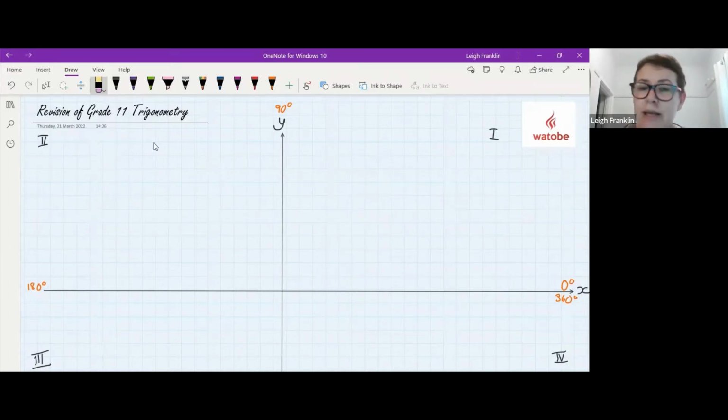All right, now the other thing that is super, super important for us to remember in trigonometry is the signs of x and y in each quadrant, right? So in quadrant number 1, can anybody tell me what is the sign of x and y in quadrant 1?